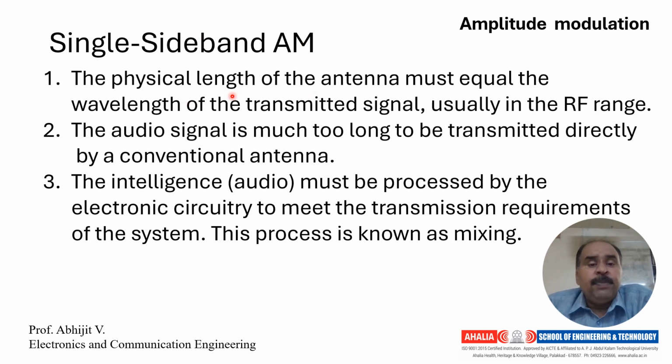For single sideband AM, there are certain characteristics, certain points that we have to remember and write. The physical length of the antenna must be equal to the wavelength of the transmitted signal, usually in the radio frequency range. So the first point is related to the length of the antenna. The audio signal is too long to be transmitted directly by a conventional antenna. The audio must be processed by electronic circuitry to meet the transmission requirements of the system. We'll see what that circuitry is. This process is known as mixing.